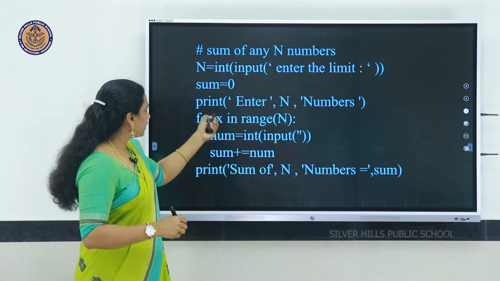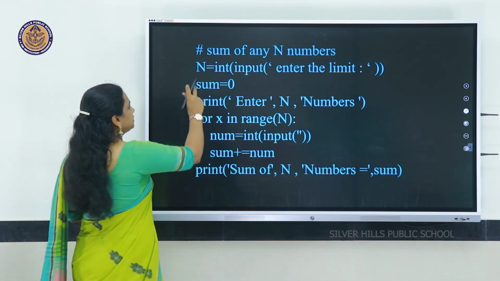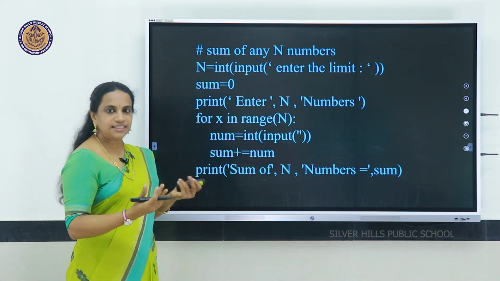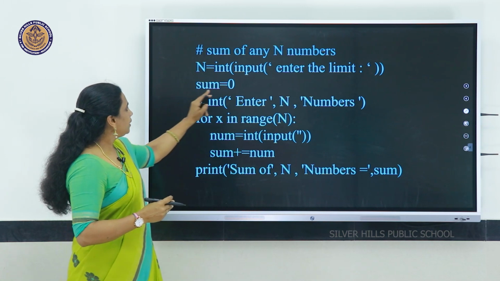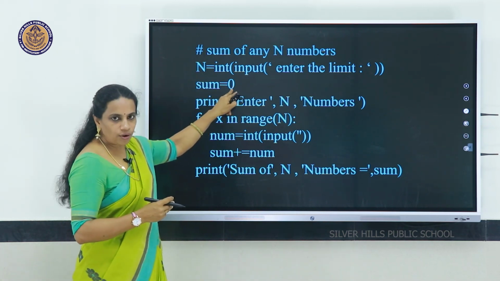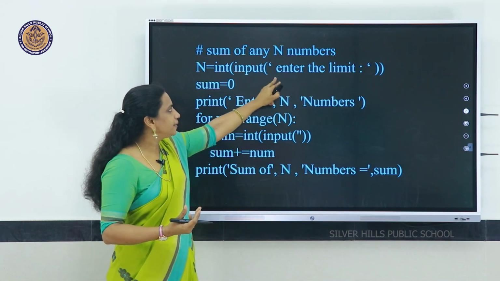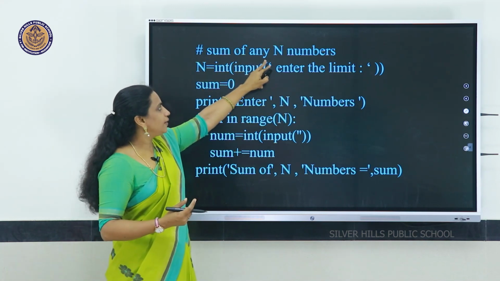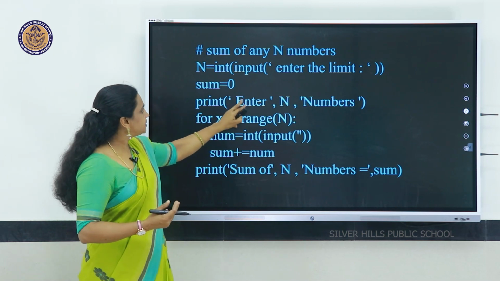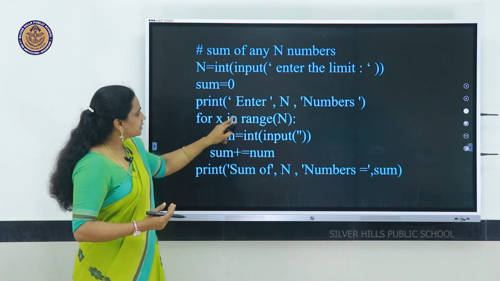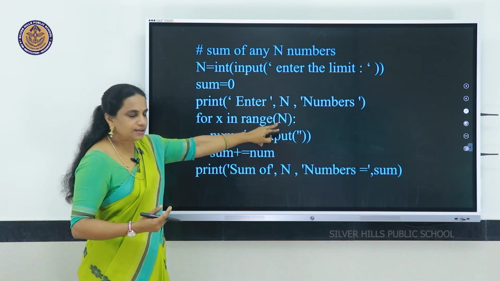Just to go through the program, a very simple program. First, it is asking for enter the limit, for example 5, 6, something like that. Now, initially sum is made as 0. We do not know what the sum is. Then it is asking for enter n numbers. For example, the value of n given is 5. Then it is asking for enter 5 numbers. Now, for x in range of n, what is the value of n?